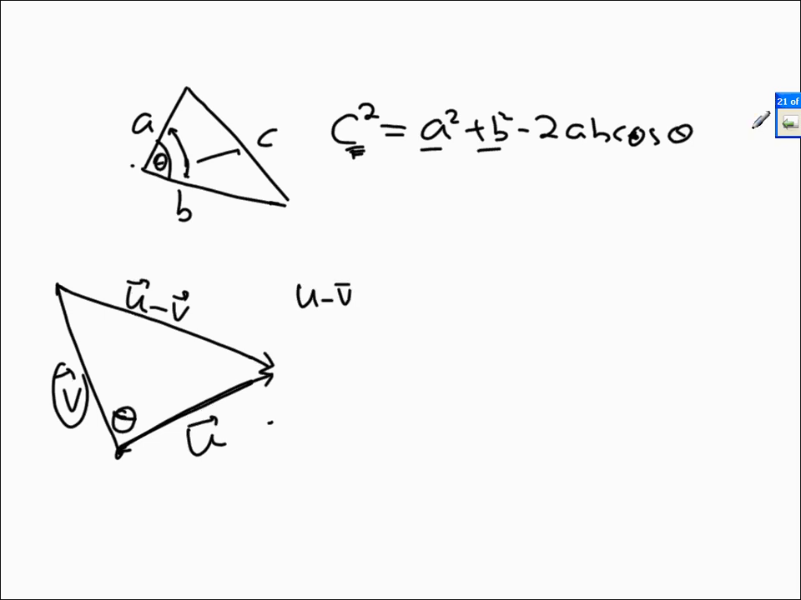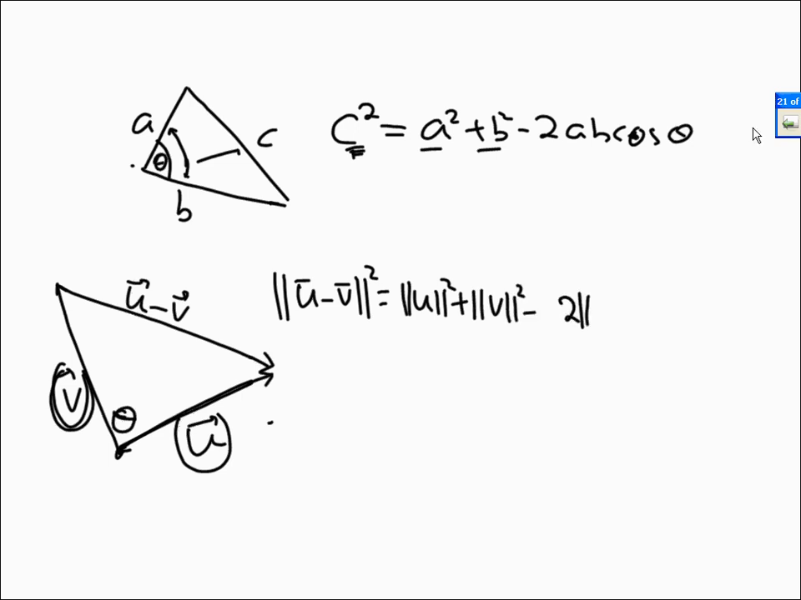U minus v, the length of this squared, is equal to this squared plus that squared, or the length of u squared plus the length of v squared minus 2 times the length of u times the length of v times the cosine of the angle in between. Okay.